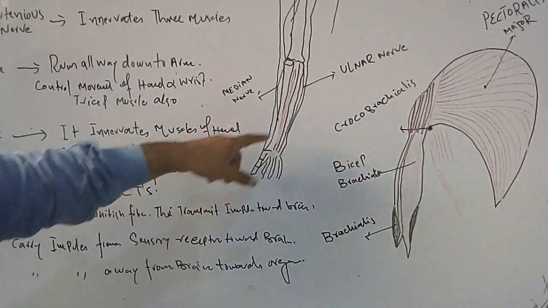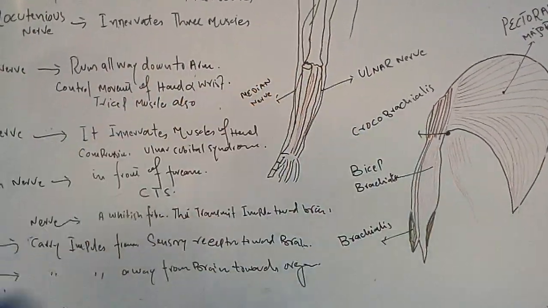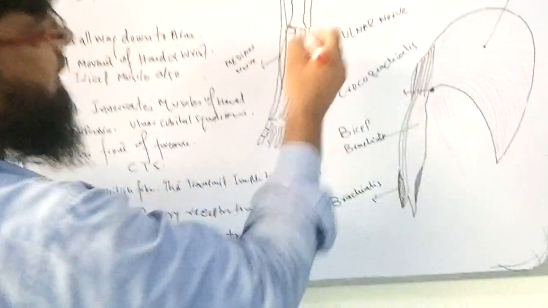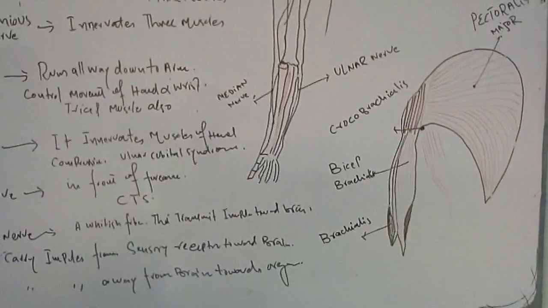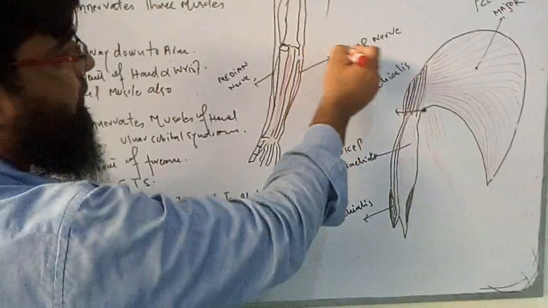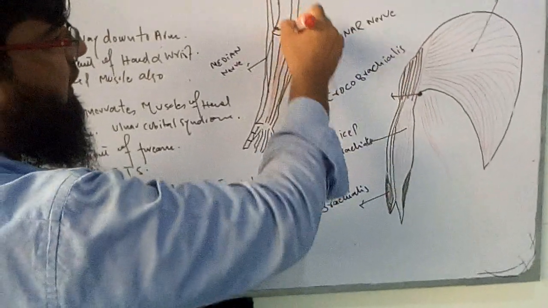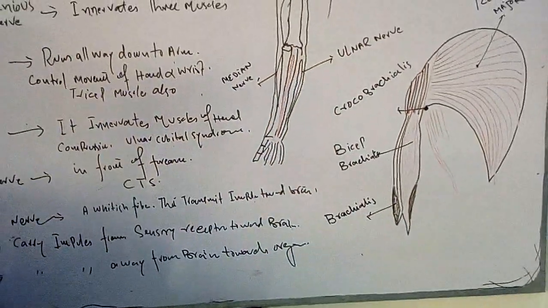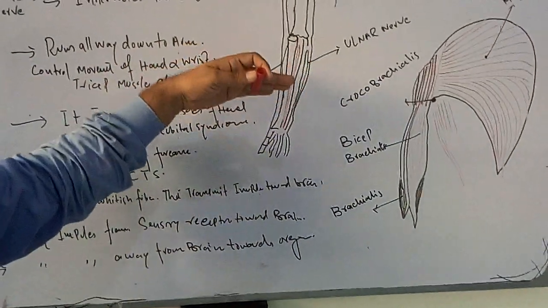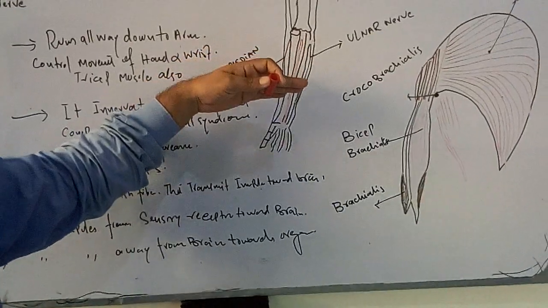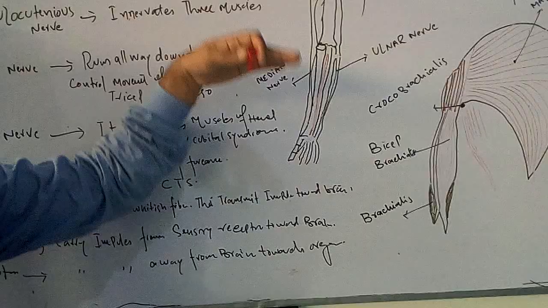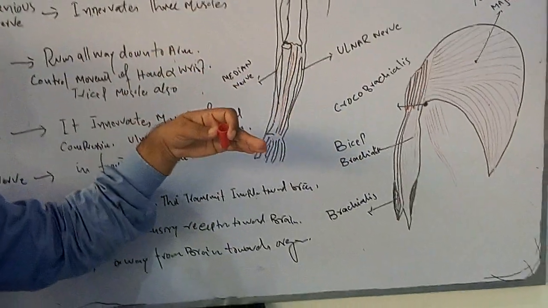Now if we look at this point, if the ulnar nerve compresses from here, we call it cubital tunnel syndrome. If there is cubital tunnel syndrome here, it compresses the ulnar nerve, and the syndrome is called cubital tunnel syndrome, cubital ulnar syndrome, and this can cause the elbow to lock.